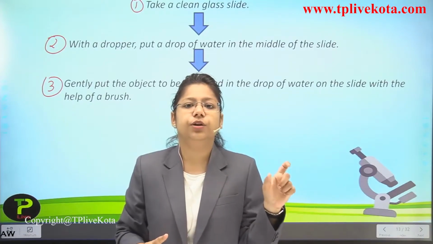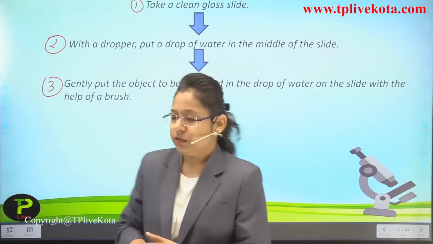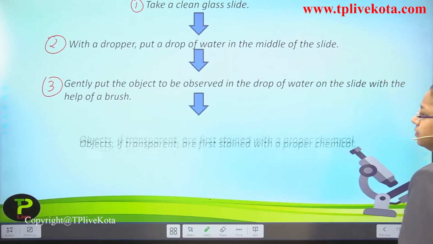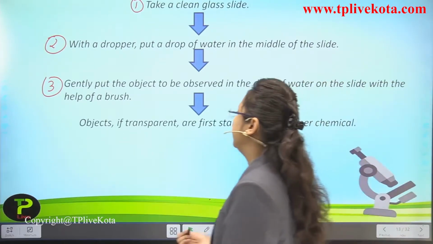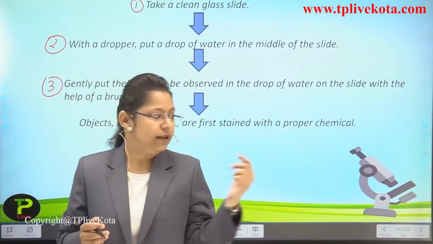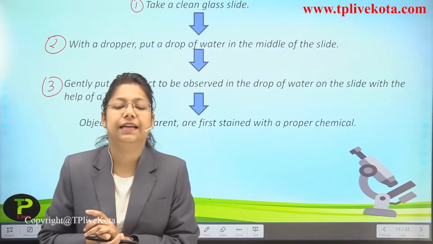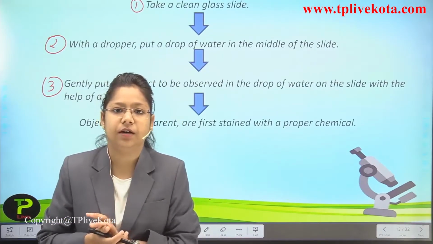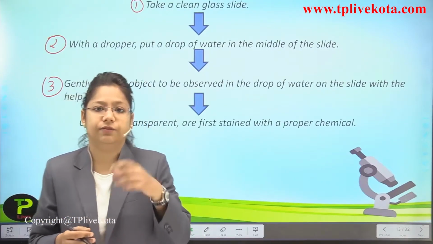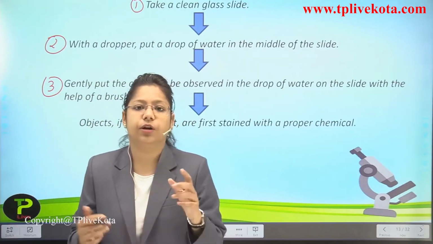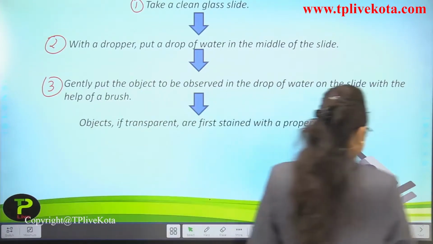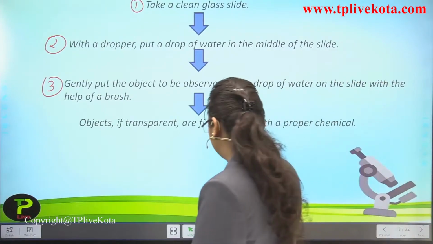Okay, so we should use a brush. Now, the fourth step for preparing a glass slide is that objects, if transparent, are first stained. If you take a peel of onion, you will understand in the next slide how to make a glass slide of onion peel. I am just giving a sample over here. If the peel or any cell part is transparent, it should be stained. So it is the basic fourth step.